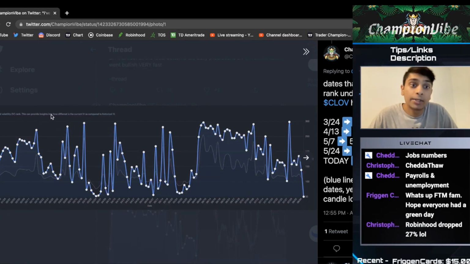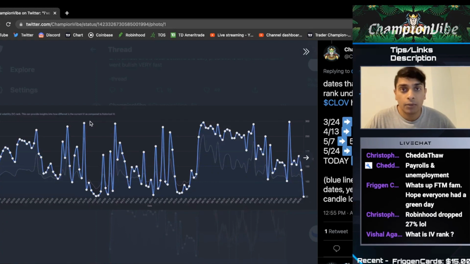This can provide insights into how different the current IV is compared to the historical IV, right? So when you have options or just a stock, sometimes stocks will move very frequently up and down. Sometimes stocks will move very little. For Clover, it went from $28 to $8 pretty fast. But then once it got down to this $8 range, it's been starting to do nothing. Clover's pretty much been between $7.90 and $8.50 for I don't even know how long now, more than a few days.